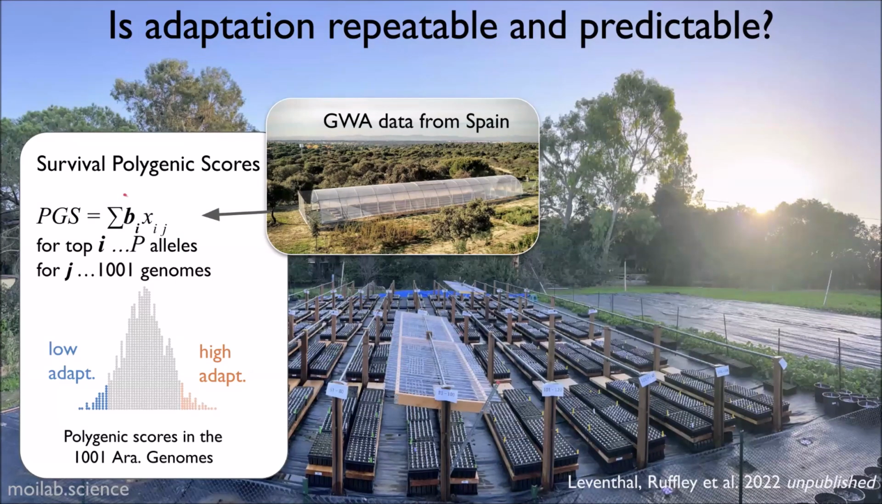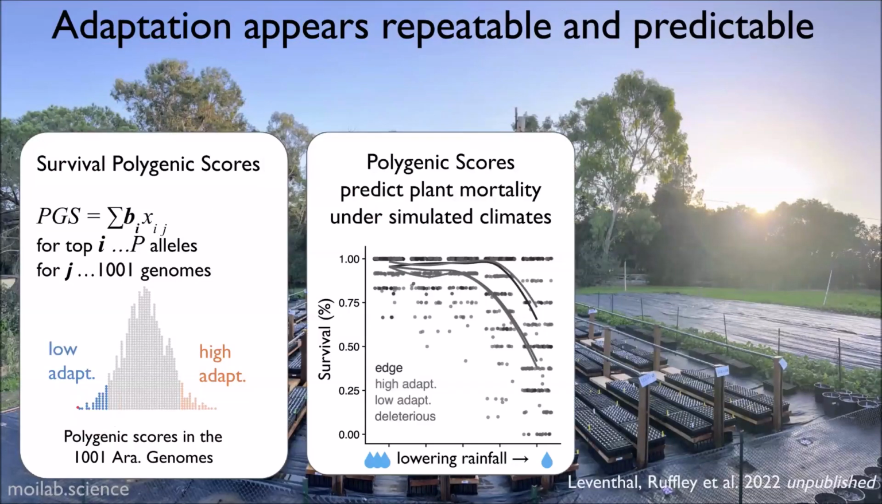To test this, we use survival polygenic scores, which are the same polygenic scores that are used in human genetics, where we take all the top alleles from GWAS of fitness in Spain and then compute this score, summing over the alleles that we considered adaptive, if they had a positive effect on fitness or correlation with positive fitness, or negative correlation with fitness if they were low adaptive. Once you sum this all, you create a Gaussian distribution of your 1,000 genomes of Arabidopsis. Then we selected the top and the bottom, and we compare them.